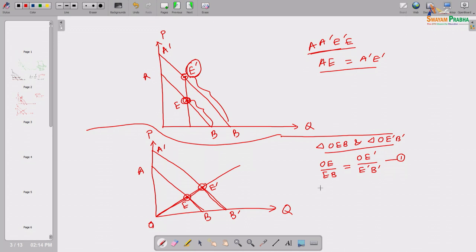Exactly the same way, triangle OEA and triangle OE'A' are also similar, right? So, since they are similar, we can write OE by EA will be exactly equal to OE' by E'A'. If we take its reciprocal, this is basically EA by OE will be exactly equal to E'A' by OE'. That is, suppose, our equation 2.